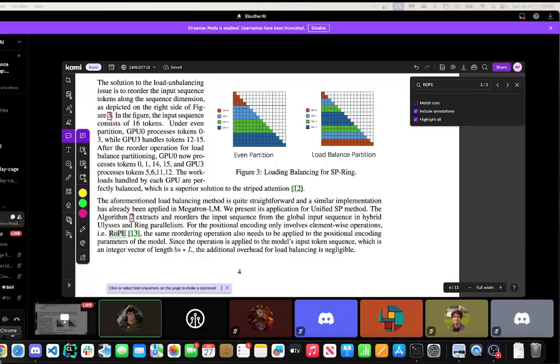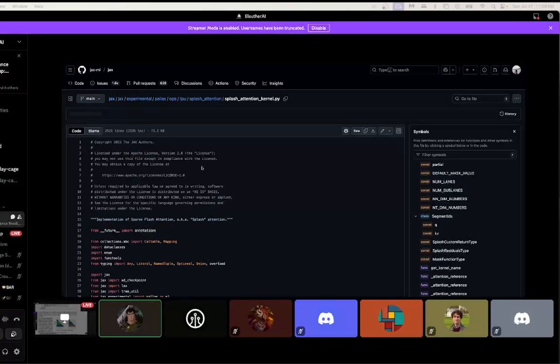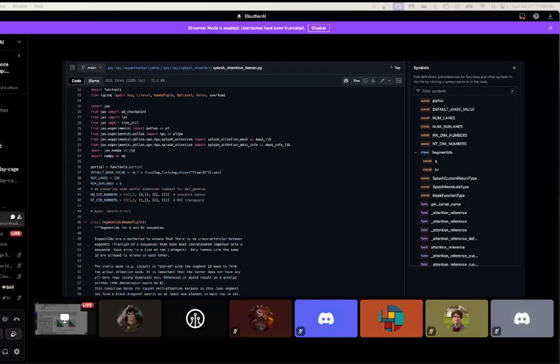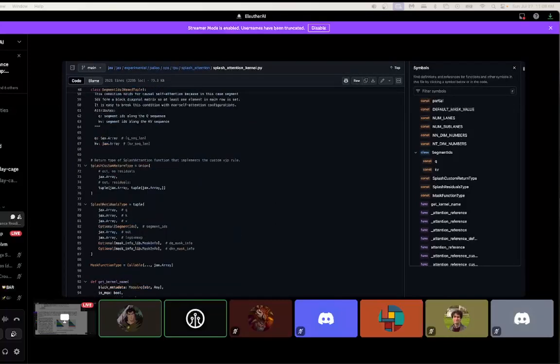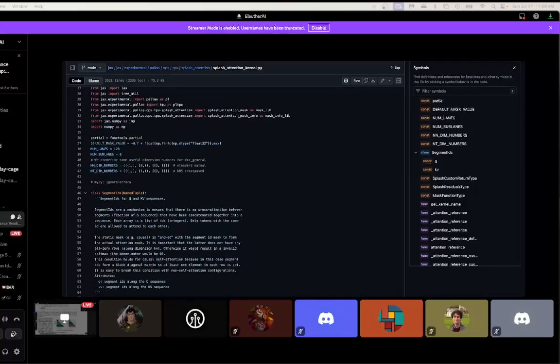Yeah, I can send you the code if you want to look at it. Okay, cool. But it's not possible right now to integrate because it doesn't support KV sharding. So that's the problem.